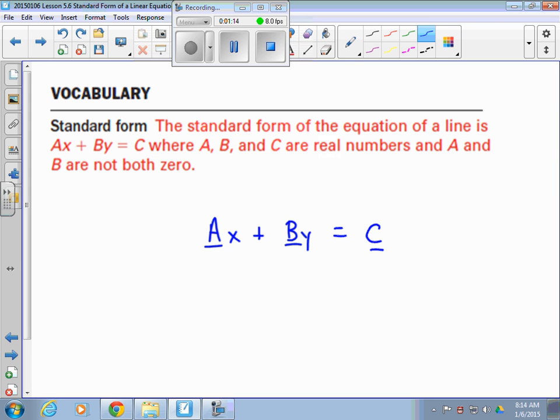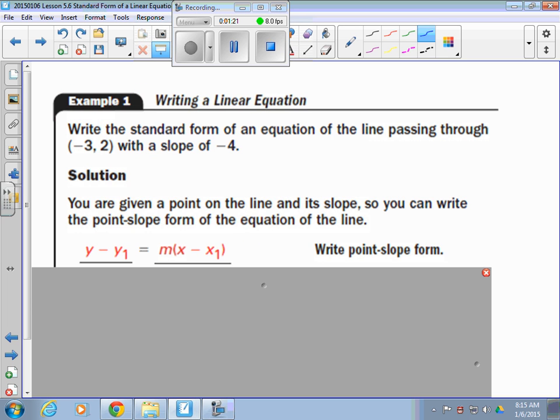The bad part about standard form, and the reason we don't learn it first, is that it's just not as useful as slope-intercept form and point-slope form.